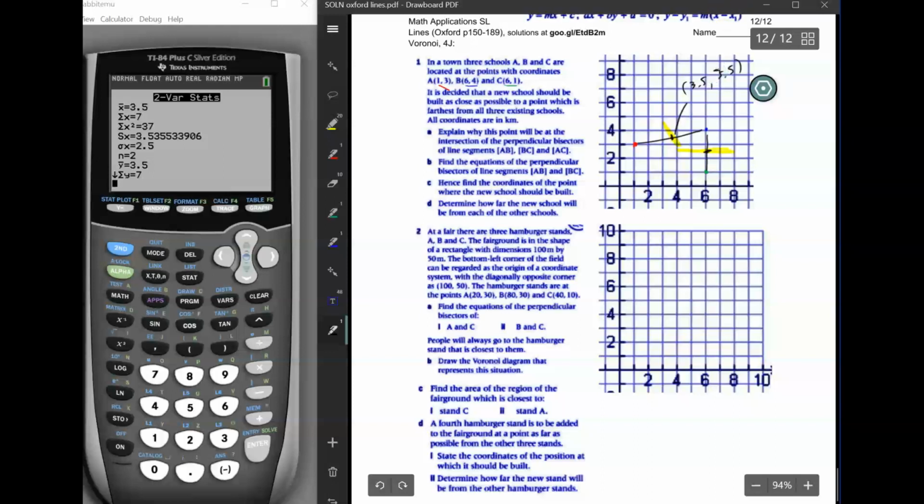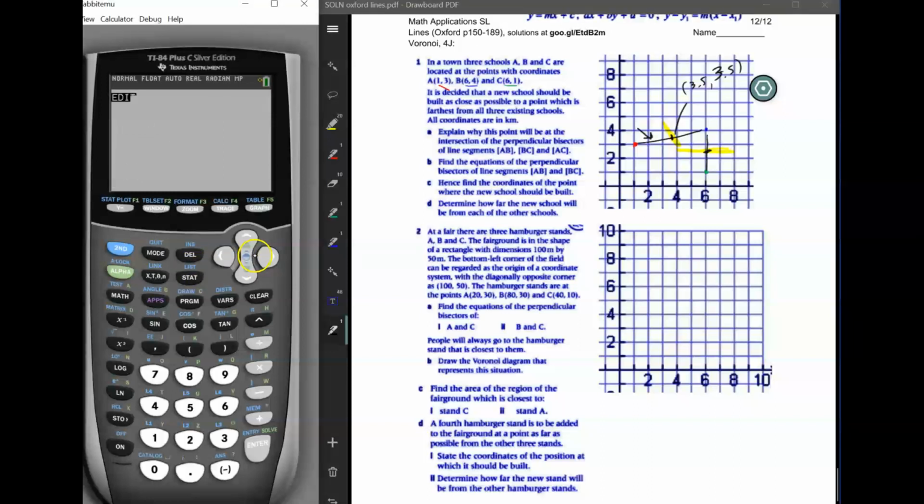And then I need to know the slope that this line should be. The slope of the yellow line depends on the slope of this line segment, which connects red and blue. How do we find the slope of that line? Well, if we find the slope between red and blue, that would be the slope of the black line. Then we would just find the perpendicular to that black line. So let's do that. We already have red and blue in stat edit, so now we just do stat calc, LinReg.